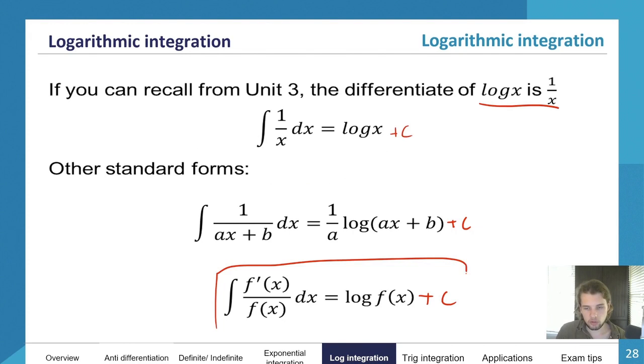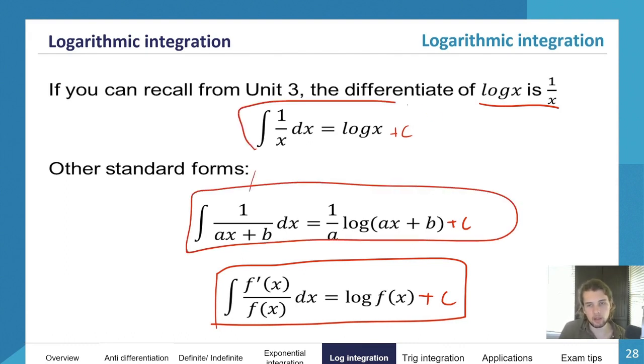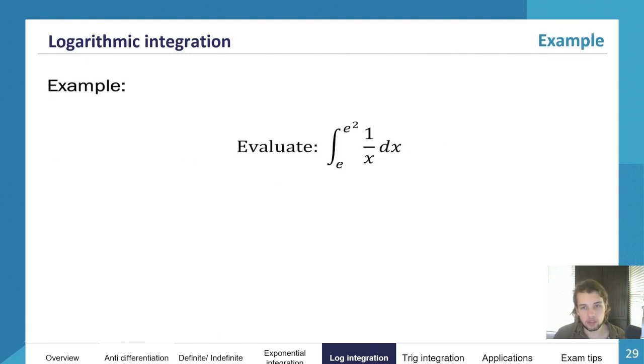The most general use formula, though, the one that aids us the most, the one that we can basically take anywhere we want, the one that encapsulates this one here and this one here, is this bottom one. So the integral of the differentiation of f(x) over f(x) is log f(x), or ln f(x) is usually what we use, plus c. So if you can remember this one, this will encapsulate everything, and that's the best one to remember. So let's do an example.